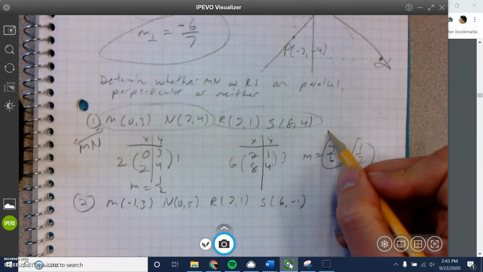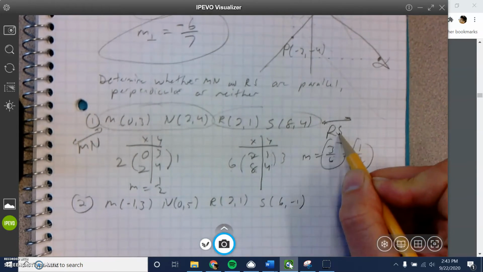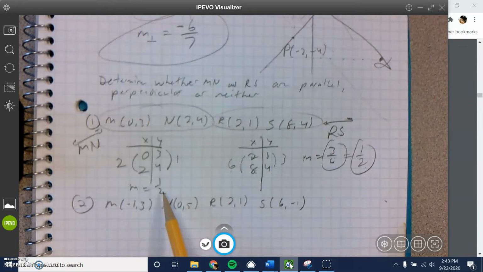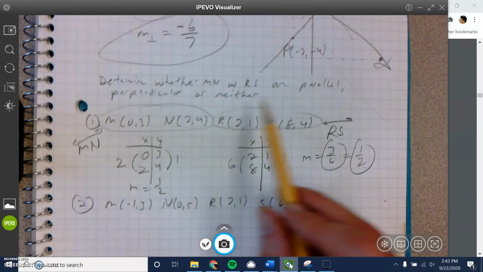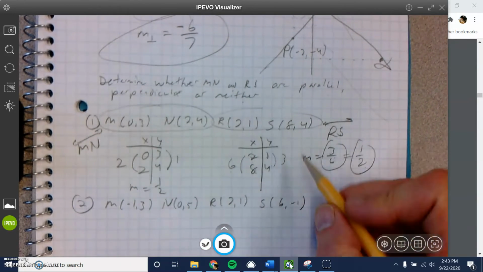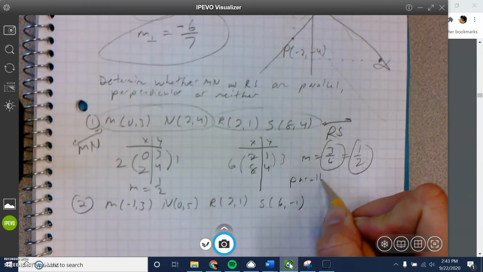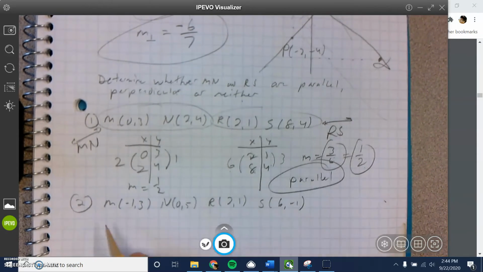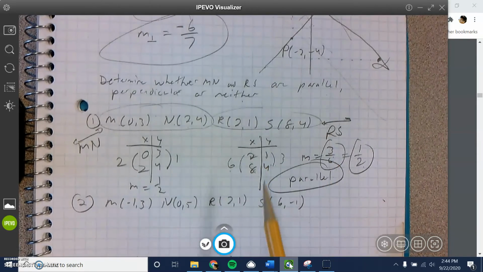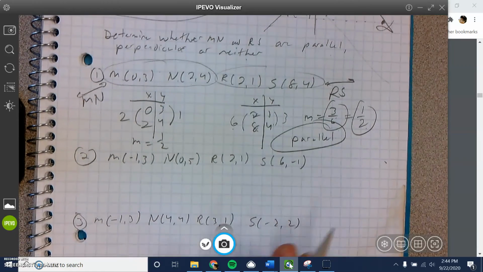So this is RS. The slope of RS is 1/2, and the slope of MN is 1/2. So if they have the same slope, are they parallel, perpendicular, or neither? They're going to be parallel. Why? Because they have the same slope. Both lines have the same slope. Cool. Let's do another one.